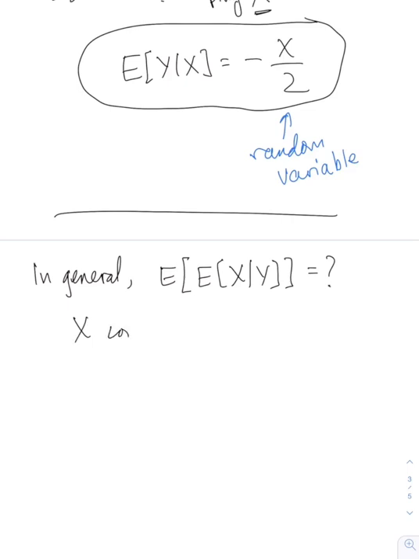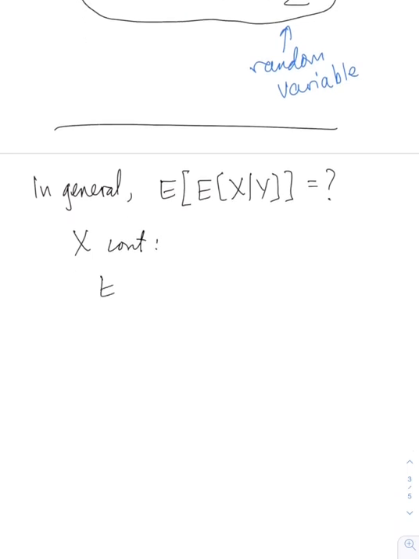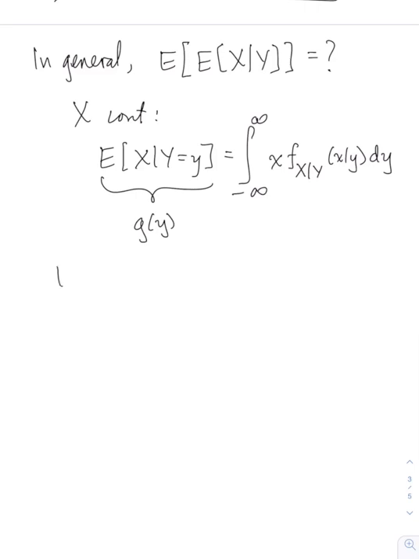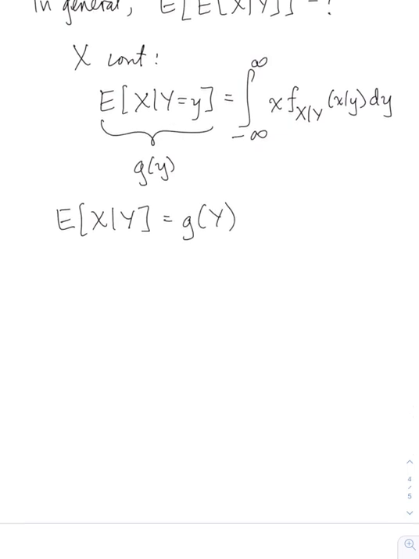Let's say x is continuous, right? Then the expected value of x given y equals little y is the integral of x times the conditional density of x given y. Okay. And we can call that function g of little y. And then the expected value of x given y without the equals little y, that's g of capital Y. And so the expected value of the expected value of x given capital Y is just the expected value of g of capital Y.